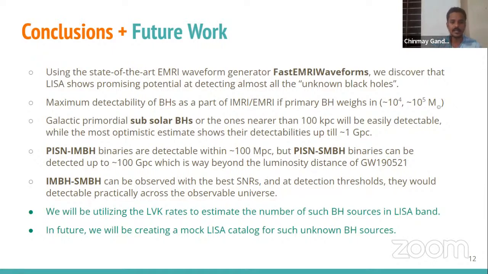If we are looking at a PISN IMBH binary, they are observable up to 100 megaparsecs, and for a PISN SMBH, a supermassive black hole binary, up to 100 gigaparsecs, which is way beyond the currently observed furthest binary, GW190521. And if we have an IMBH SMBH binary, they'll be practically across all the observable universe. We can observe them using LISA across the entire observable universe.